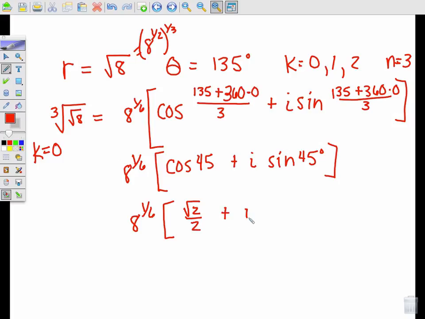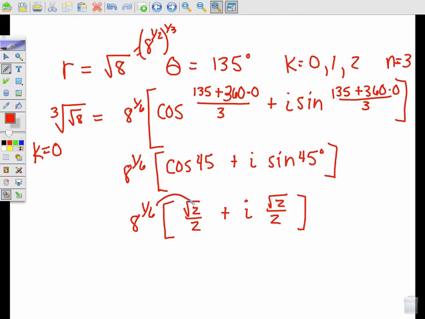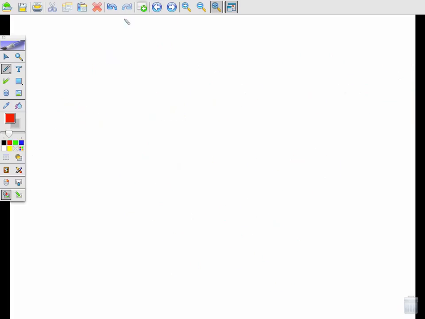So we've got 8 to the 1/6 power times, well, cosine of 45 degrees is root 2 over 2, plus i sine of 45 degrees is root 2 over 2, and multiply. Now you can just use your calculator here, but when you go to distribute, you're going to get 1 plus i. So this is one of my solutions, 1 plus i. All right, I'll start to set up the next one, but I'll let you finish.